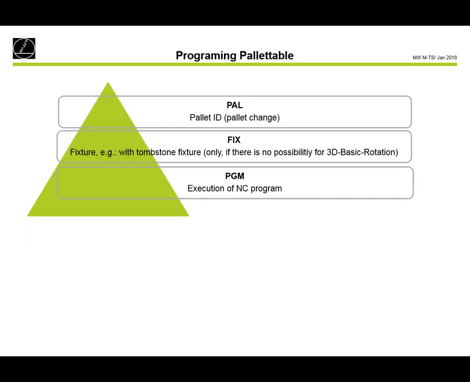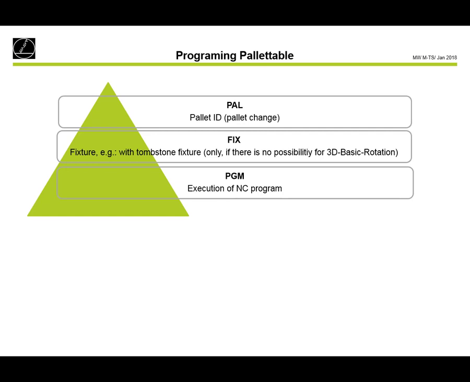So at first we always have the pallet, then we have the fixture. The fixture was used in the iTNC 530 to change on a clamping tower, for example, from one side to the other side. On the TNC 640 and also the TNC 620, this is not necessary, because there we have a 3D basic rotation. So we can define the sides of the clamping tower with the 3D basic rotation in the preset table.